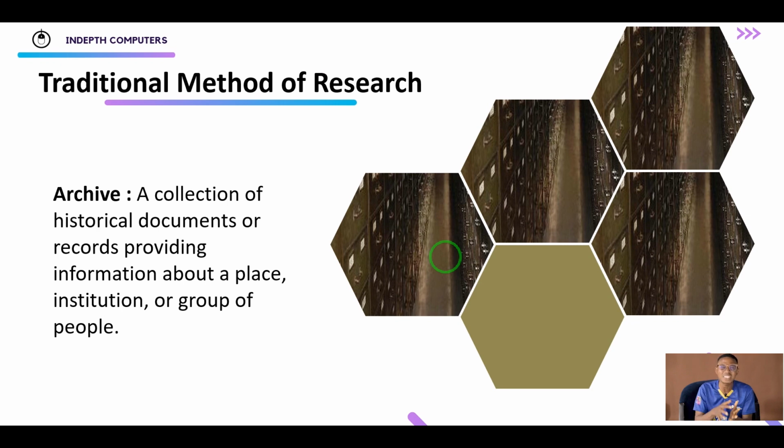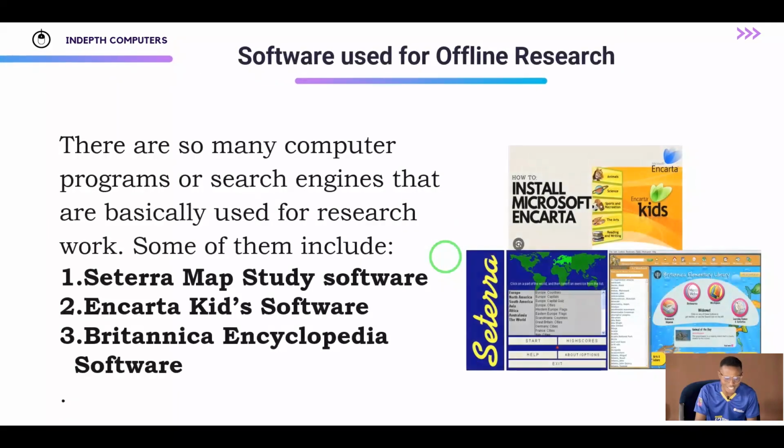Now, there are archives. These archives are places where people store information. And whenever any researcher wants to carry out research, what do they do? They go to this archive to get this information. So these are various ways by which humans carried out research before the invention of computers and the internet.